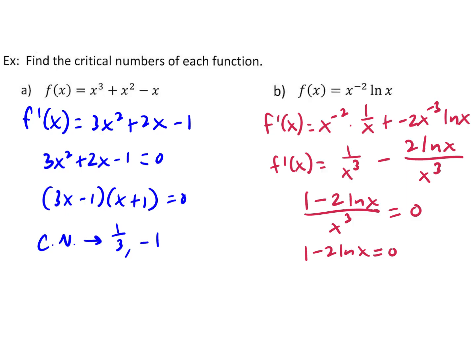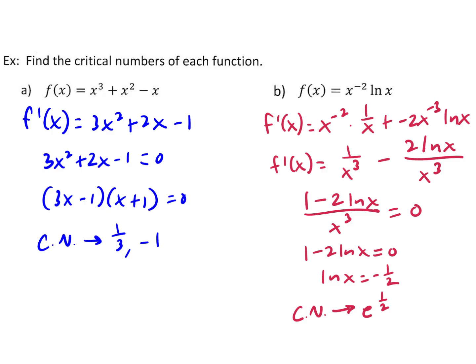Okay, so I've got to get the natural log by itself. So here I'm going to subtract 1 and then divide by -2. So the natural log equals 1/2. Should be positive, shouldn't it? Yeah, it should be positive. Wait, no. Minus 1 divided by -2. Okay? So then, what is x? E to the positive 1/2. Yeah, I got to get rid of that minus. That's wrong. E to the positive 1/2. So that's one of my critical numbers.